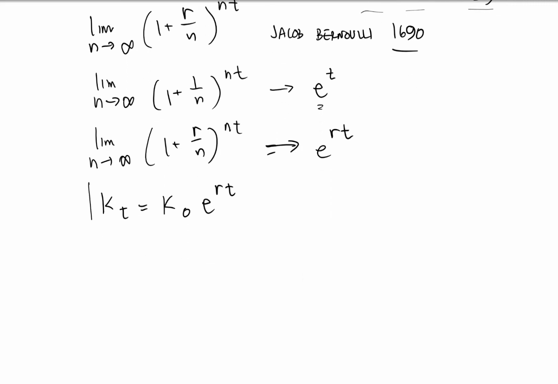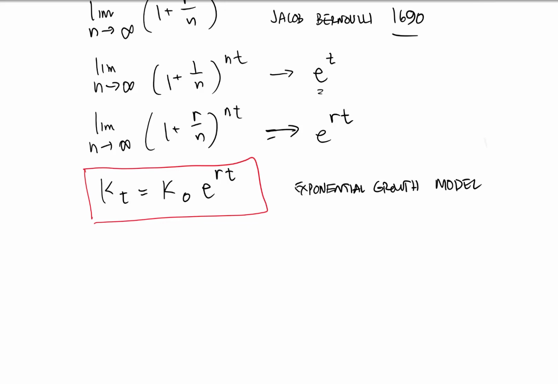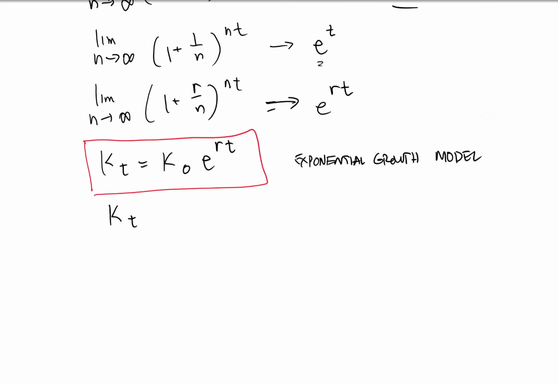This thing, I'm going to draw a box around that in red, and that is K(t) equals K0 e to the rt. This is called the exponential growth model. And by the way that we constructed this, you can see that it is incredibly close to K(t) equals K0 (1 plus r) to the t. This is our geometric growth model.